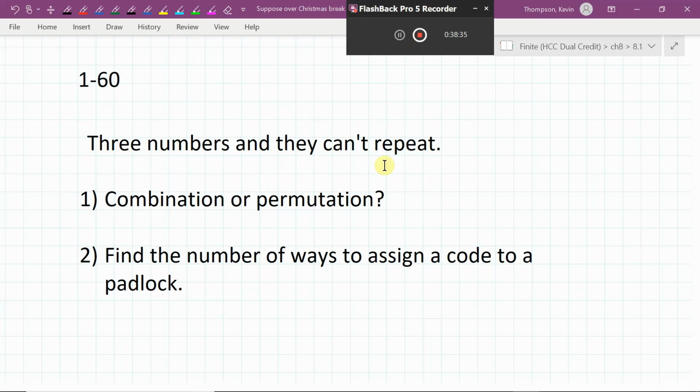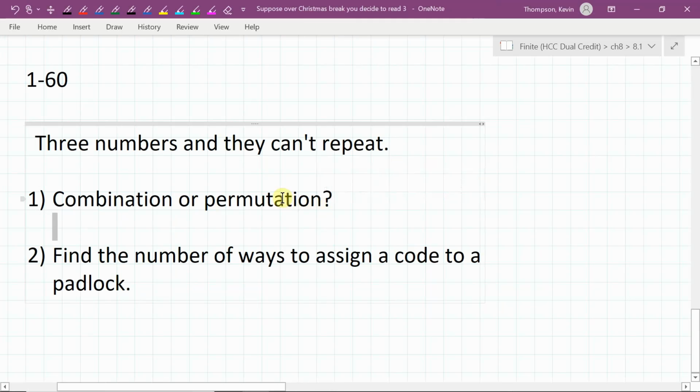So the real question is, can you put the code in any order and open the padlock? Is 5, 10, 25 the same as 25, 10, 5? Is that a different combination? Now I said combination because that's what we call it, but is it a permutation lock or is it a combination lock? It's actually a permutation lock. So you can start asking people, do you know your permutation for your locker?